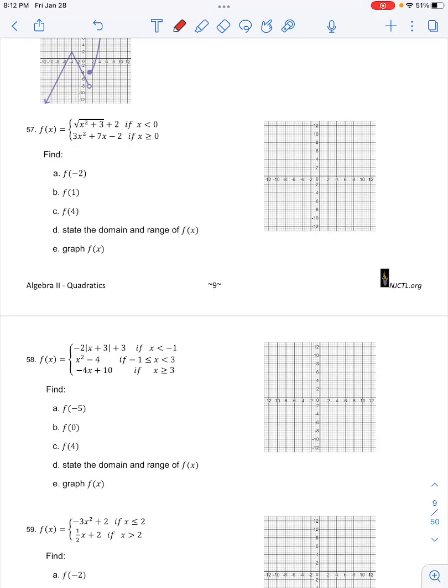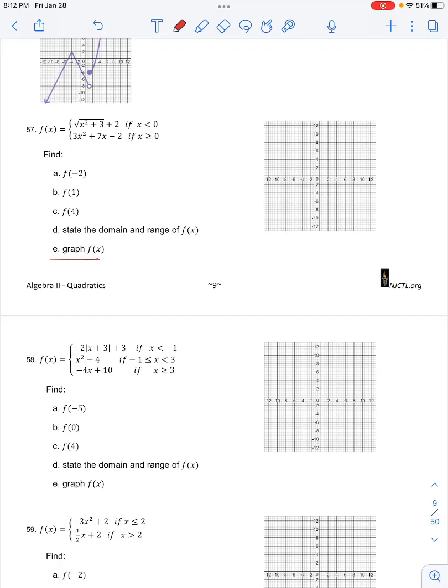Number 57 in your classwork for quadratic functions asks you to graph the piecewise function and then find numbers a through e. So here we have a piecewise function given by, when x is less than 0, the square root of x squared plus 3, plus 2. So if we go ahead and graph this, we'll do part e first.